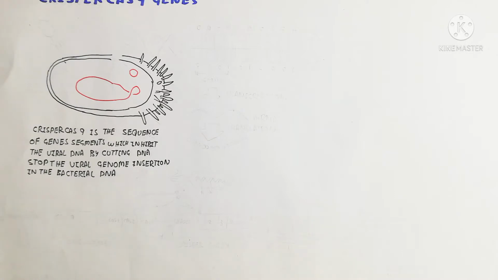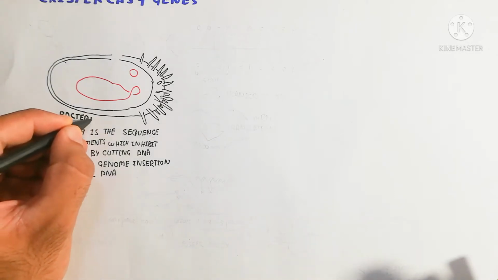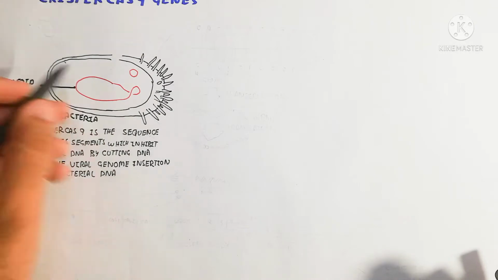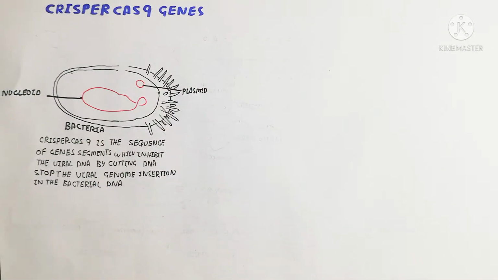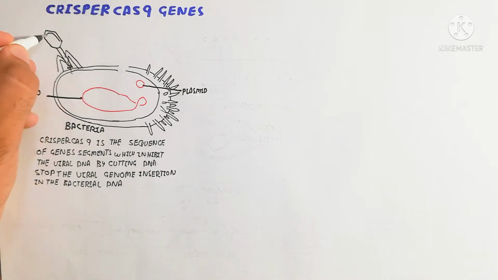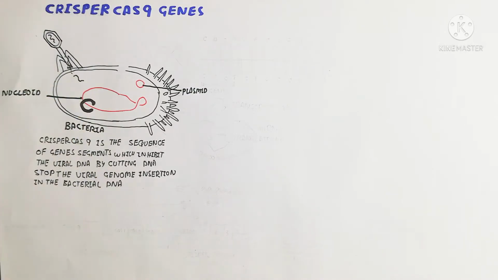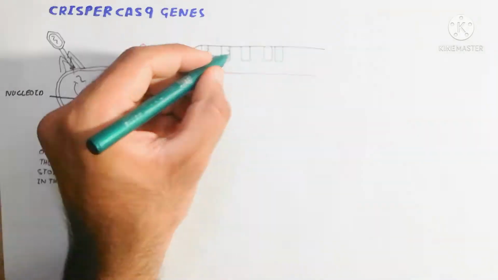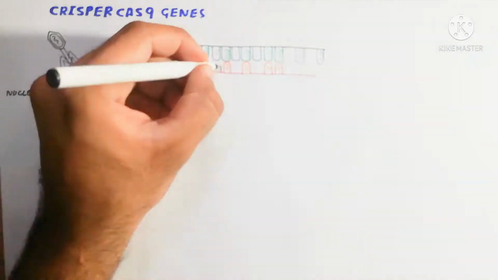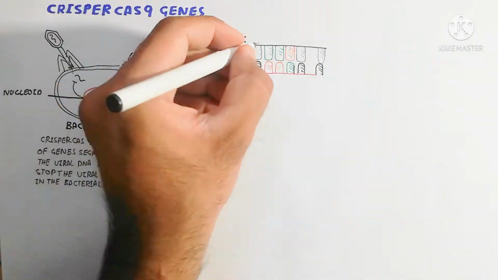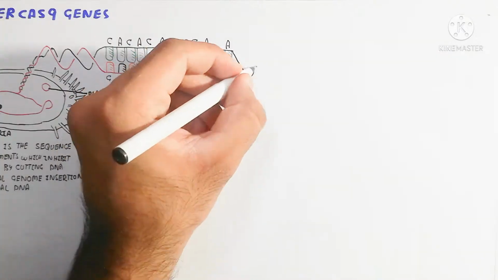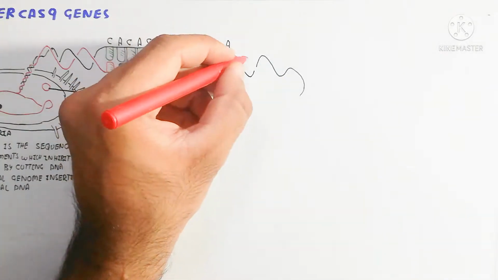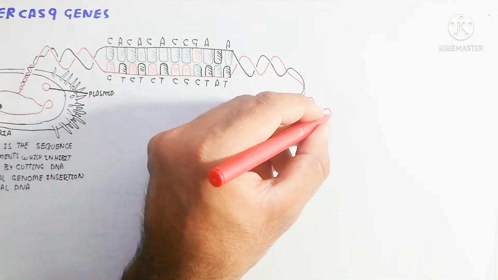So here is the bacteria, which contains a plasmid as well as a nucleoid. The nucleoid is the double-stranded DNA present in the center of the bacteria, which has no nucleus and is known as a prokaryote. So this is the prokaryote. It contains DNA. DNA is a double-stranded helical structure with anti-parallel strands, in which cytosine is always attached with guanine, and adenine with thymine, which are the nitrogenous bases.